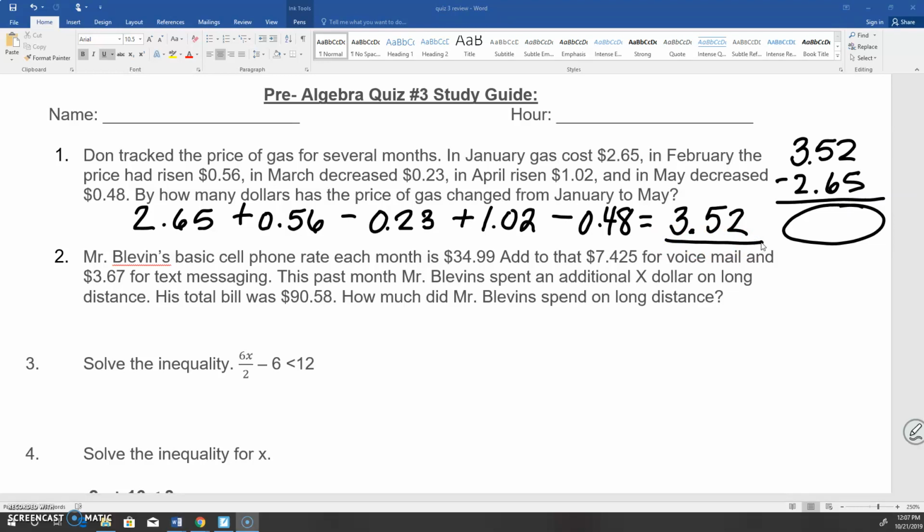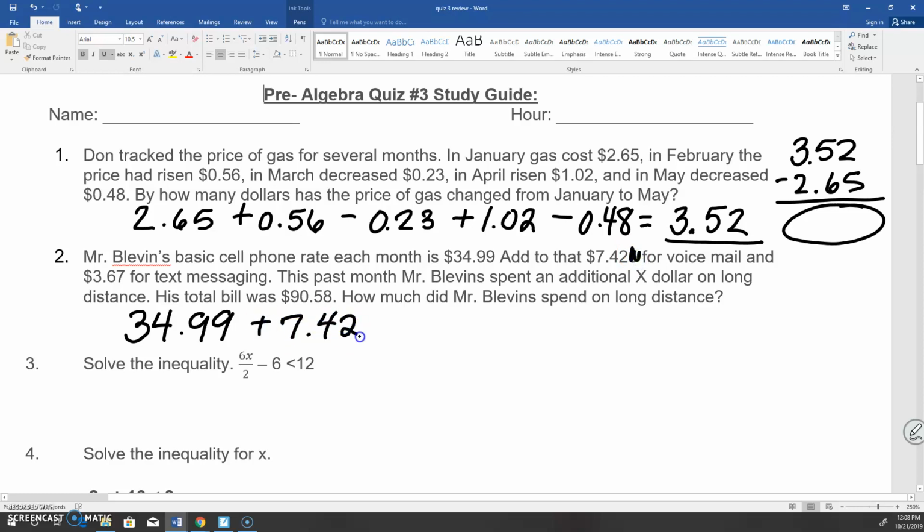Mr. Blevins' basic cell phone rate each month is $34.99. Add to that $7.42 for voicemail and $3.67 for text messaging. This past month, Mr. Blevins spent an additional X dollars, we don't know how much, on long distance. His total bill was $90.58. So how do I find out how much his long distance was?